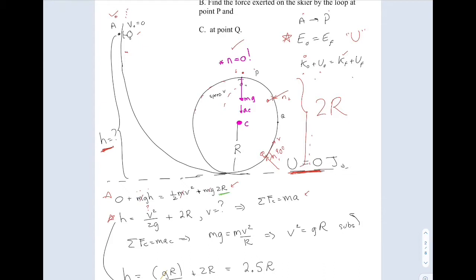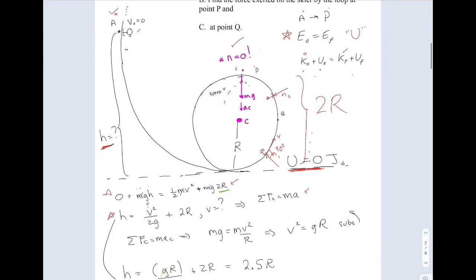So I use Newton's second law, the 5-step method: my picture, forces. I drew forces on the skier. Normal force is 0. mg points down. Actually, I'm sorry, that was my forces. So step 3, the coordinate system is based on the direction of the acceleration. They're accelerating toward the center of the circle. Nothing to break up.